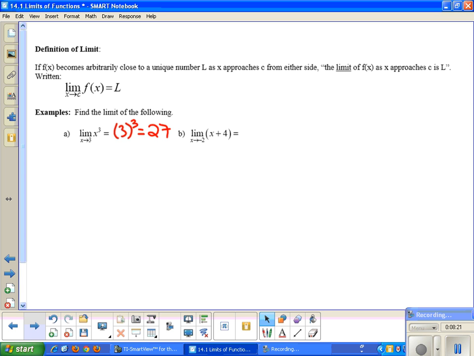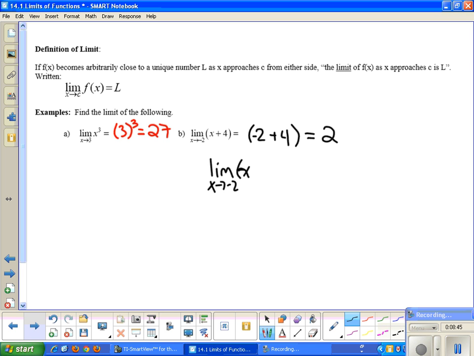Now let's look at the next one, x plus 4. So it's just a line. I know my domain's all real numbers. So I want to find the limit as x approaches -2 of x plus 4. For this, again, we can do the same thing. Plug -2 in for x. When I do that, -2 plus 4 is a value of 2. So I know that the limit as x approaches -2 for the function x plus 4 is equal to 2. So again, that's why these are called easy limits, because the values that we're approaching are within the domain.